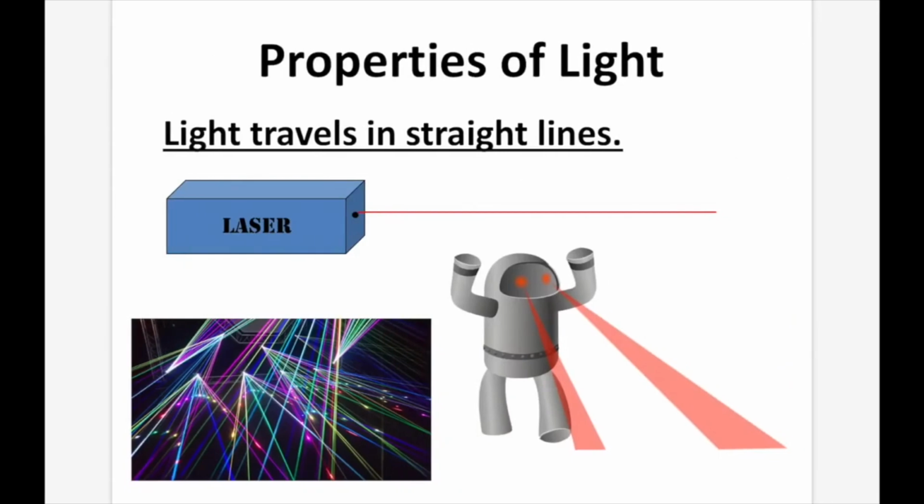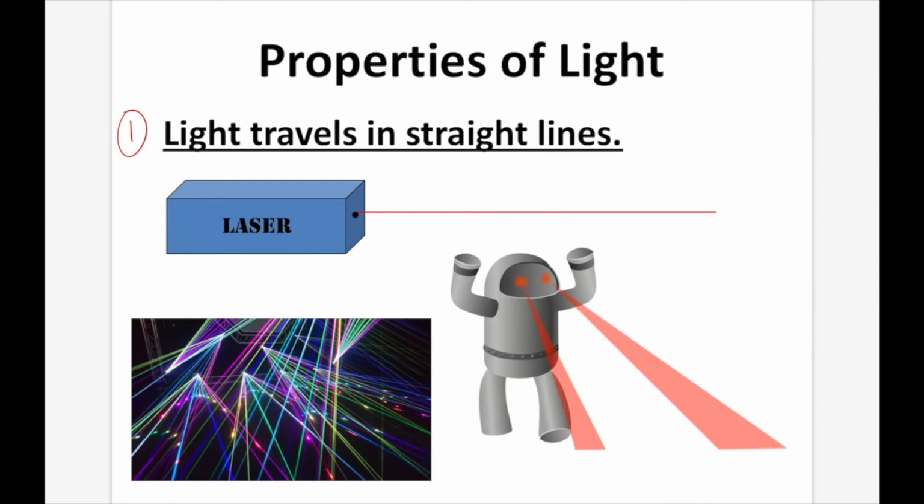Properties of light. Number one, light travels in straight lines. Now you can see this very easily when you're talking about lasers, but you can also see it when you're doing shadows on the wall, right? If you block light, the light is blocked in a certain way, and it stays that way all the way to where it strikes the wall or whatever surface it's reflecting off of.